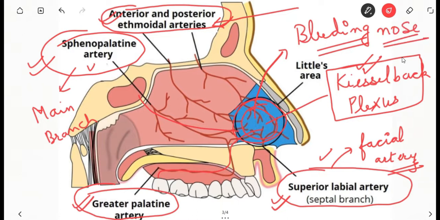Another point that you have to remember for your exam: number one, it is known as the little area; second, it is the Kiesselbach plexus; third, it is a common site for bleeding from the nose; and fourth, it contains four arteries: anterior and posterior ethmoid arteries, sphenopalatine artery, greater palatine artery and superior labial artery. The venous drainage: the veins form a plexus. The plexus drains anteriorly into the facial vein and posteriorly through the sphenopalatine vein into the pterygoid venous plexus.